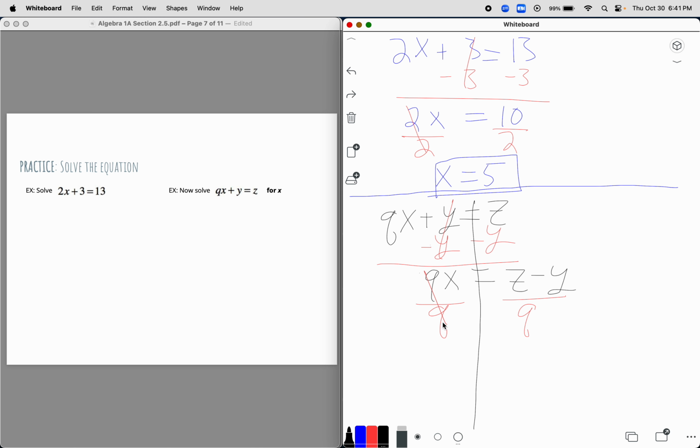The q's cancel over on the left. X is here. Equal sign is here. z minus y stays. And now we have that additional divided by q. And this is my answer. X is equal to z minus y divided by q.